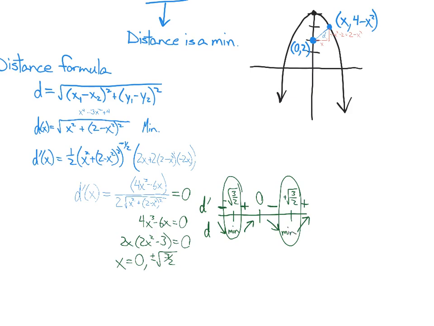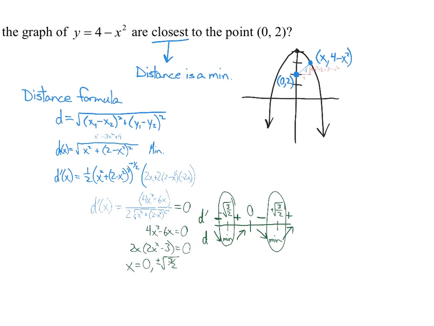So where are we the closest? Those 2 points. It's actually going to be both. If you think about it logically, because of the symmetry here, both of them will actually be equal minimum points. Okay? So I've got the point negative root 3 over 2, and then 4 minus x squared is going to be 4 minus 3 halves. That's 2.5. And my other one is going to be a positive 3 halves.